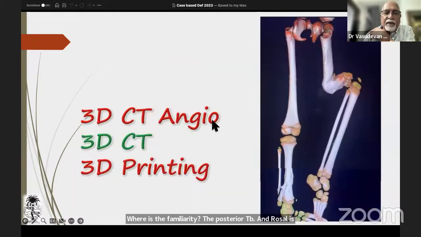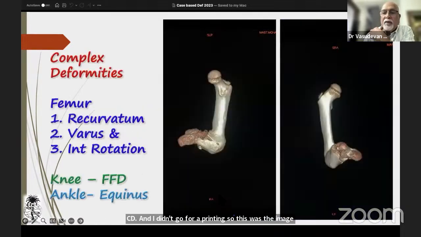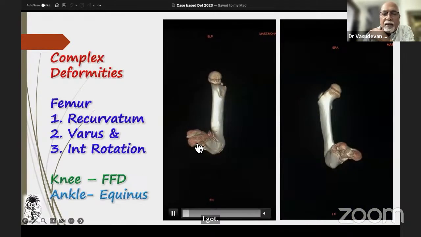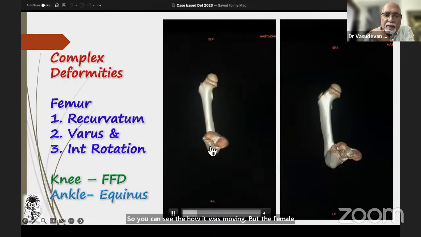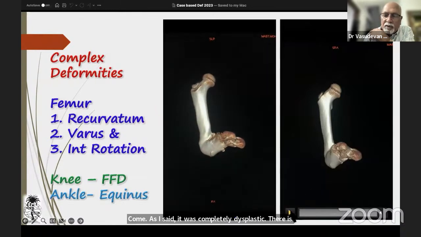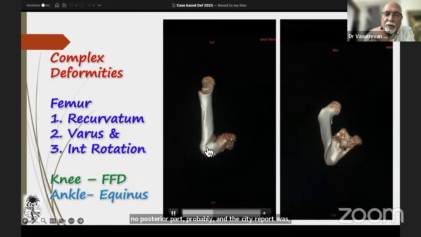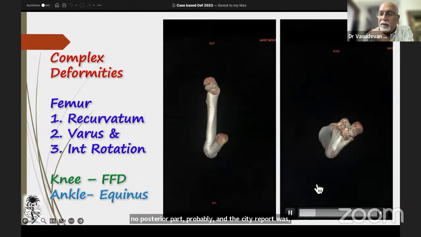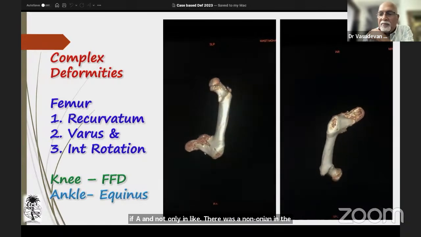And how to do a corticotomy? I took a 3D CT and I didn't go for a printing. So this was the image I got. So you can see how it was moving. But the femoral condyle was, as you said, completely dysplastic. There is no posterior part. Probably, and the CT report was a stiff non-union leg. There was a non-union in the CT. That was the shape of the bone.